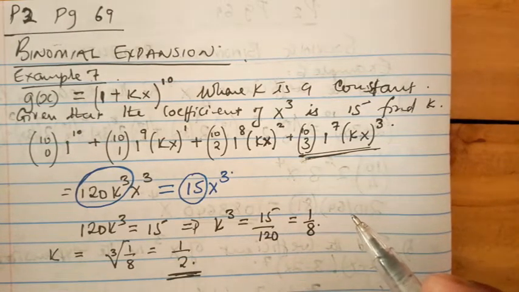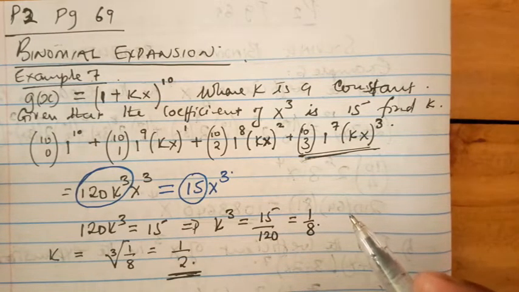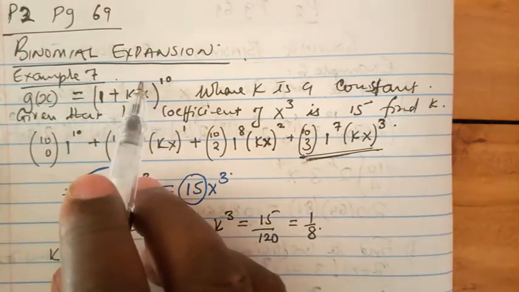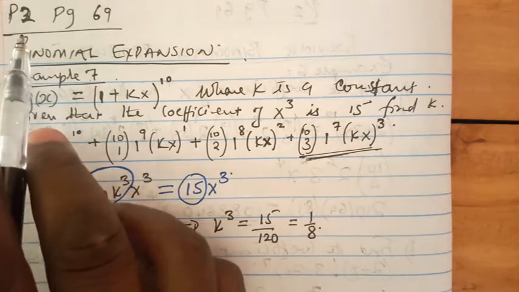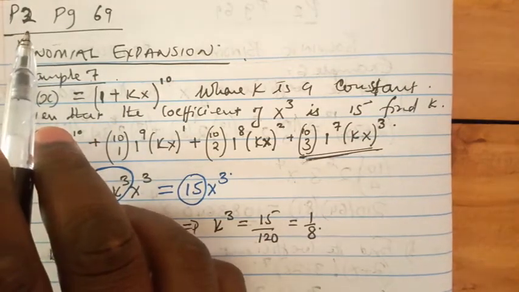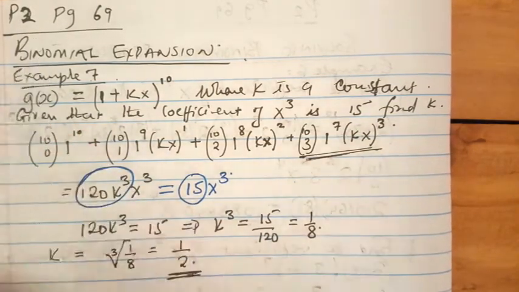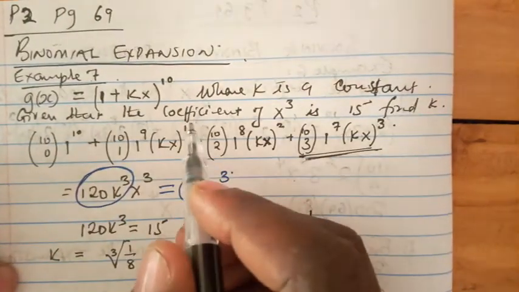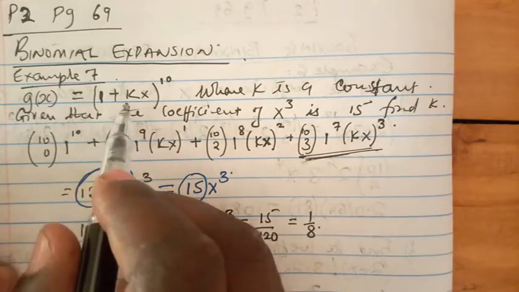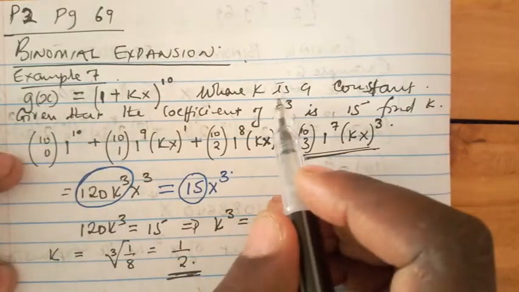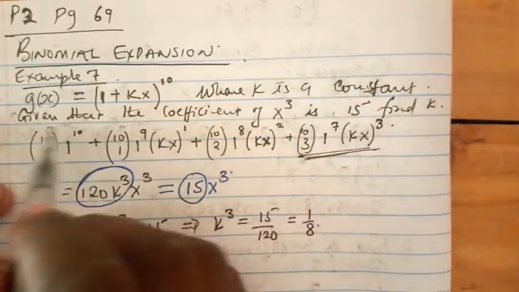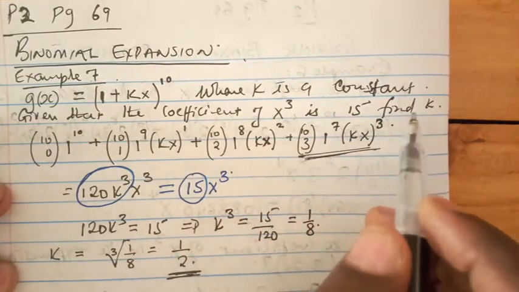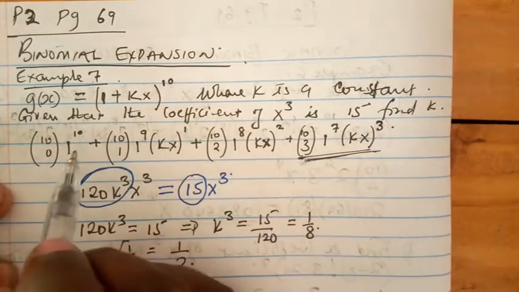Today in this video I want us to understand something in binomial expansion, and we are in P2, Pure Mathematics 2, on page 69. We will be explaining example 7, and we're going to say there's a function of x, 1 plus kx raised to power 10, where k is a constant. Given that the coefficient of x cubed is 15, find k.